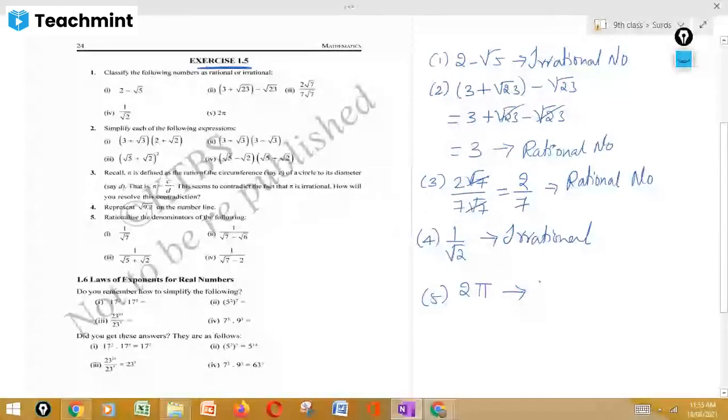Wrong. What he has told is wrong. He says that when there is an operation between rational and irrational, it may be rational or irrational. Totally wrong. Anybody else?